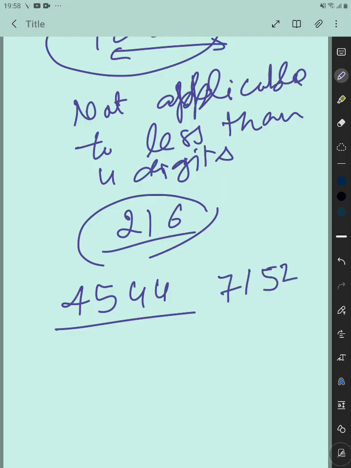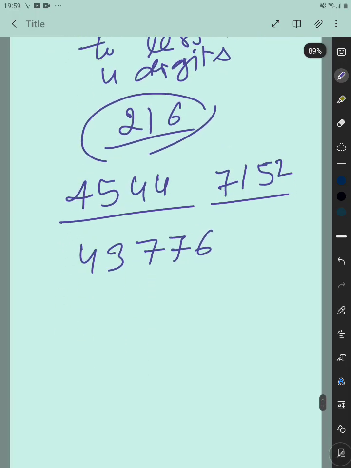Let's take other numbers also, like 7152. I have already taken these numbers, that's why I'm writing so fast, but it is not easy to find numbers that are divisible by 8 so easily. So let's take another number that is more than four digits, that is 4377776. I have already calculated these numbers, these are divisible by 8. So these are four digits and more.